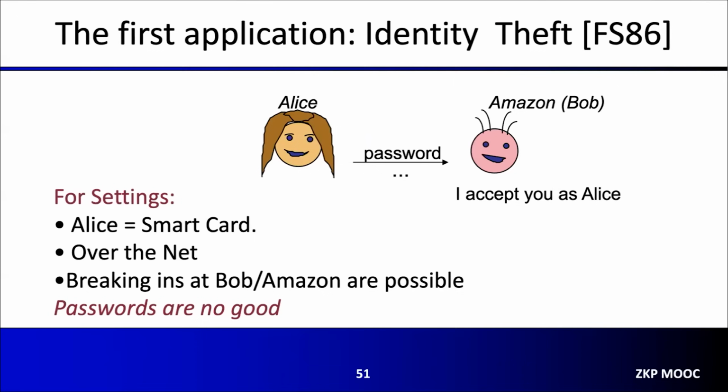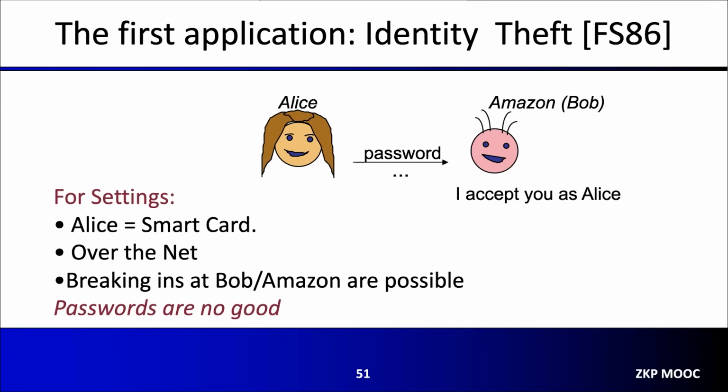Why did I talk about proofs of knowledge? Because it gives us an immediate corollary and application, and that is the first application that Fiat and Shamir proposed a few months after we wrote the paper about zero knowledge for identity theft. They're saying, look, Alice wants to prove over the internet that she is Alice to Bob. Bob could be Amazon, say. Over the net means something could be listening. But even more interestingly, suppose nobody was listening, but Amazon had to store all those passwords in order to recognize Alice when she comes in.